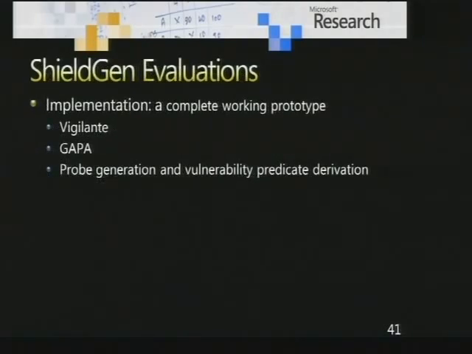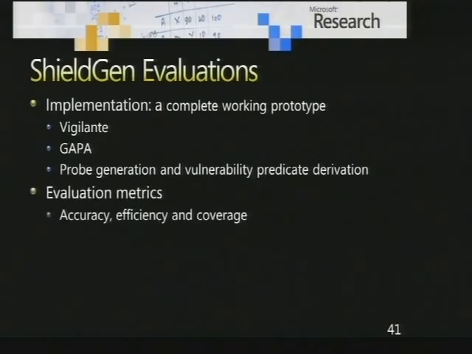But in our evaluation, we found that we didn't observe any false positives by doing some sampling. So ShieldGen: we implement a prototype of ShieldGen based on Vigilante, GAPA, and we implement a standalone component to do the probe generation and the vulnerability predicate derivation.